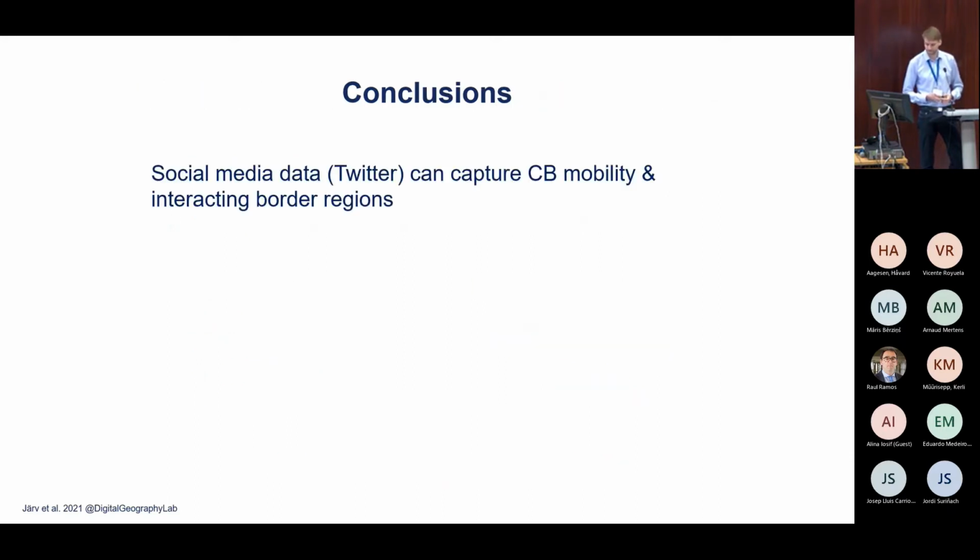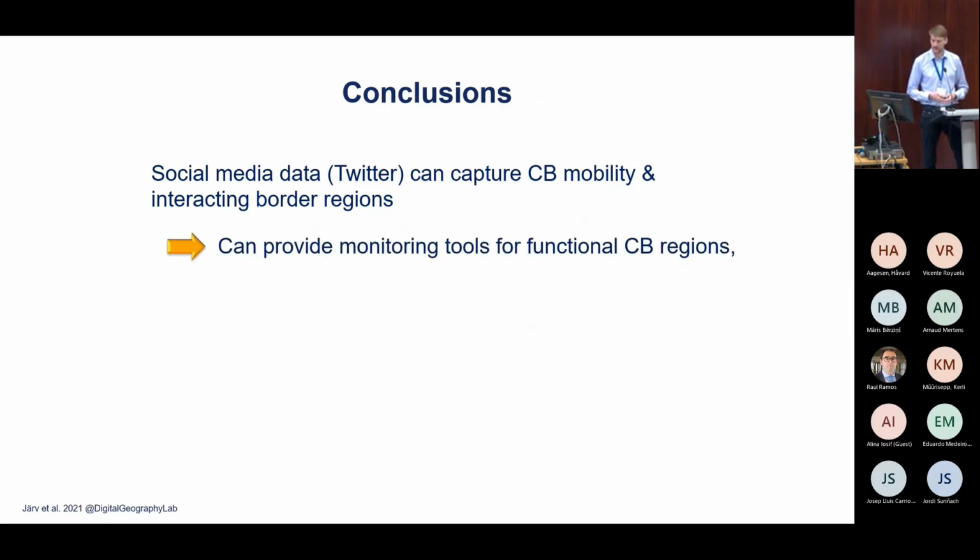Good. I think here we can say that Twitter can be used to capture cross-border mobility and also interaction for the regions. We can't yet say that we are capturing the functional border regions, but at least regions that are interacting across borders at the individual level. And so, yeah, we could provide monitoring tools also for functional regions, hopefully in the future.